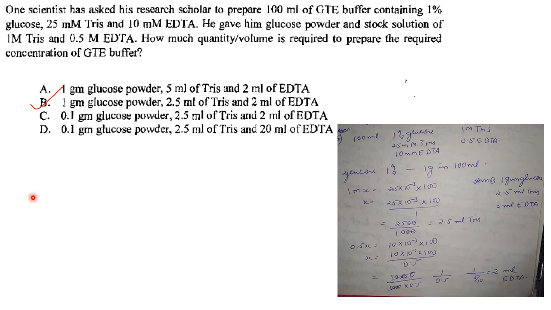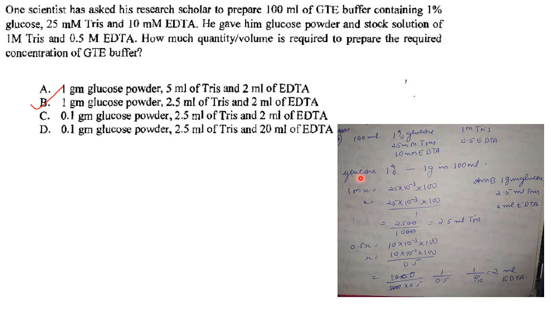This type of questions, that is preparing of stock solutions and everything, that is a repeated question. They have repeated in so many molecular microbiology question papers. Then one scientist has asked his research scholar to prepare 100 ml of GTE buffer containing 1% glucose, 25 millimolar tris and 10 millimolar EDTA. He gave him glucose powder and stock solution of 1 molar tris and 0.5 molar EDTA. How much quantity or volume is required to prepare the required concentration of GTE buffer?